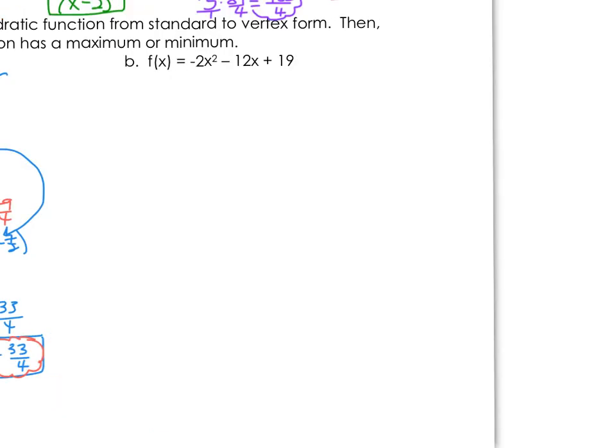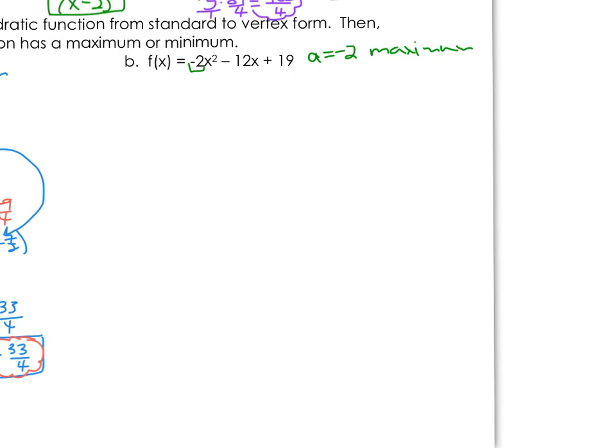Hopefully you have one more example left in you. We want to get through this one before we do the problems that are on the back. So we have f of x this time equals negative 2x squared minus 12x plus 19. Here notice our a value is negative 2. Since that's less than 0, that's going to indicate we have a maximum. So our vertex is going to be at the top of our graph.